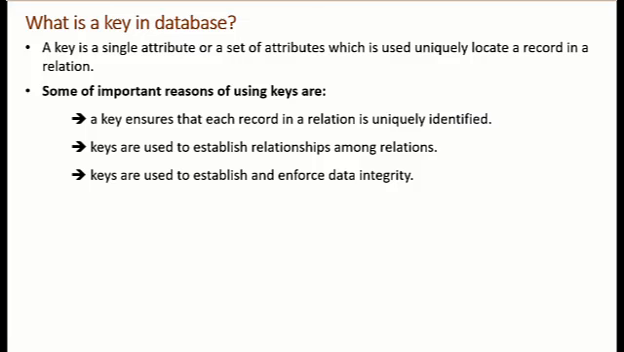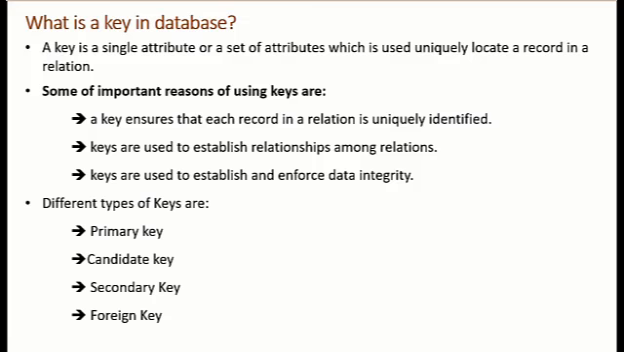Data integrity is further divided into two types: entity integrity, which is ensured with the help of a primary key, and referential integrity, which is ensured with the help of a foreign key. Different types of keys are primary key, candidate key, secondary key, and foreign key.